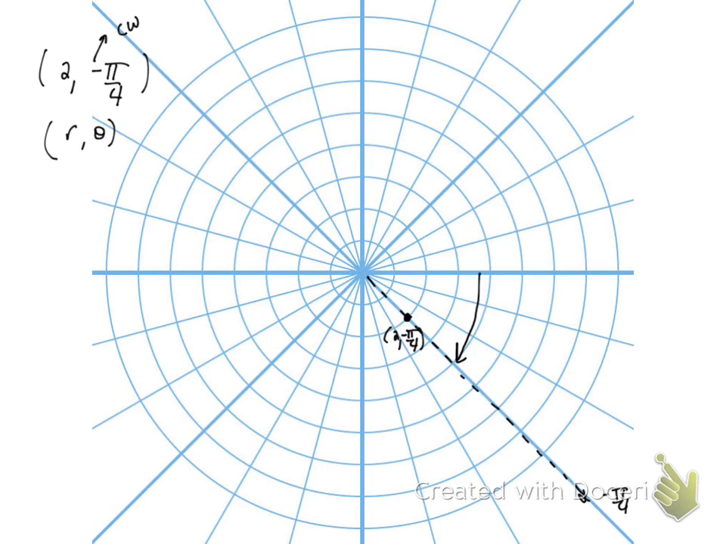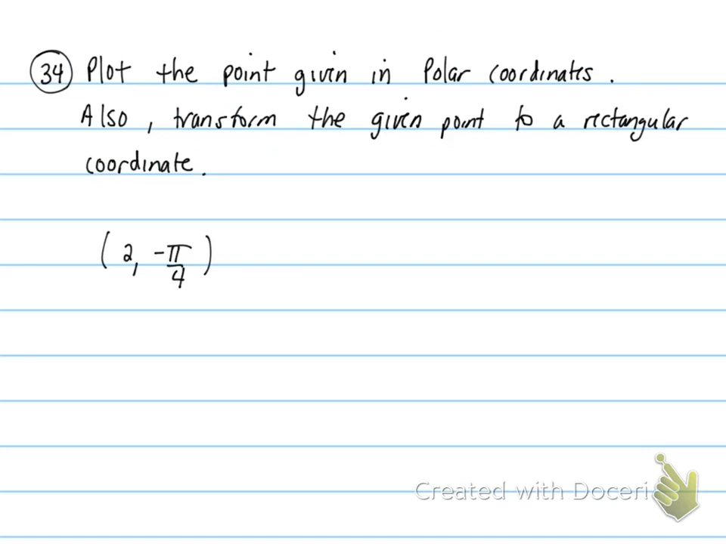All right, the next thing I would like to move on to, let's go back and take a look. The second part is they are asking us to transform the given point to a rectangular coordinate. And to do that, we're going to use our 2 equations. We know x is equal to r cosine theta, and we know y is equal to r sine theta. And that's going to allow us to get our xy coordinate.